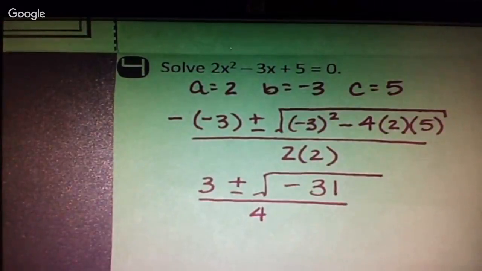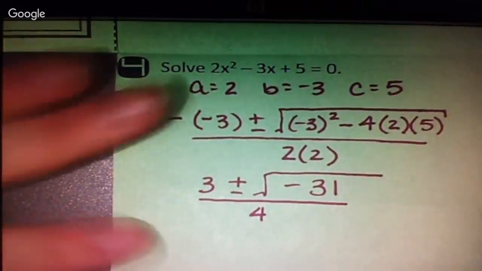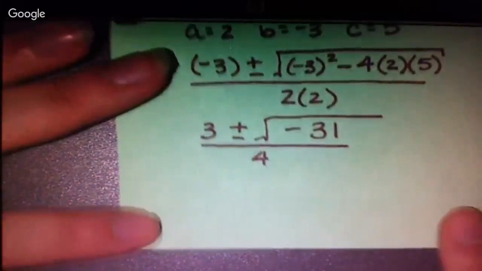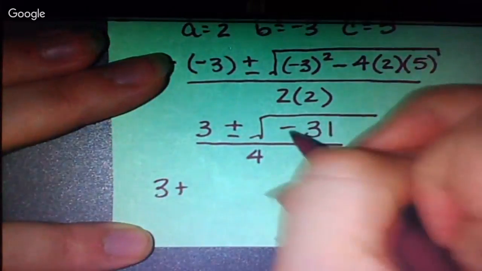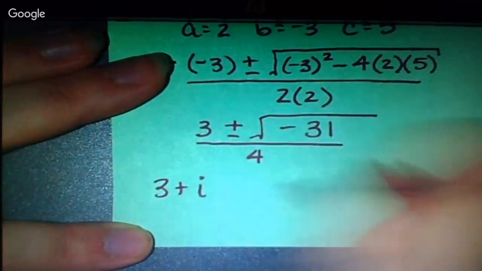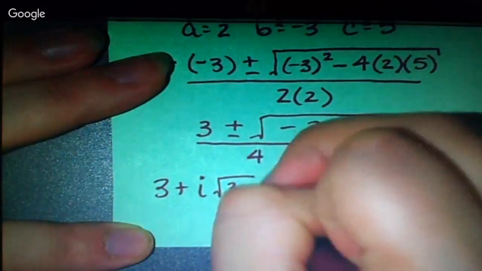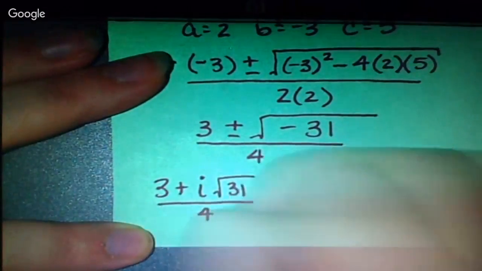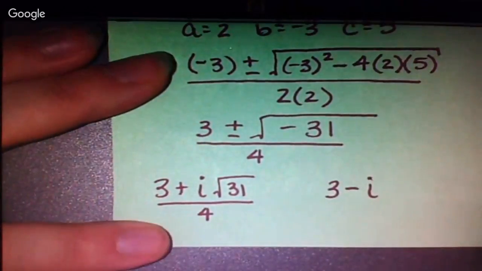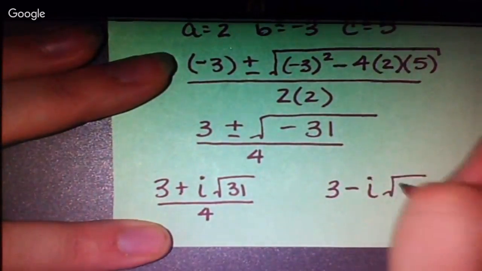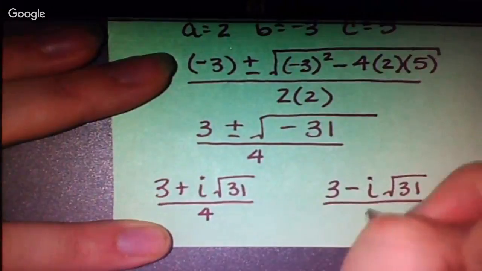Okay, so we've got a negative discriminant, which means what? Imaginary. They're imaginary solutions. There's no real ones. Okay, so we have two solutions, but they're both imaginary. I've got 3 plus, that negative, again, becomes my imaginary i times the square root of 31 over 4. And I have 3 minus, that negative, again, becomes the imaginary i times the square root of 31 over 4.